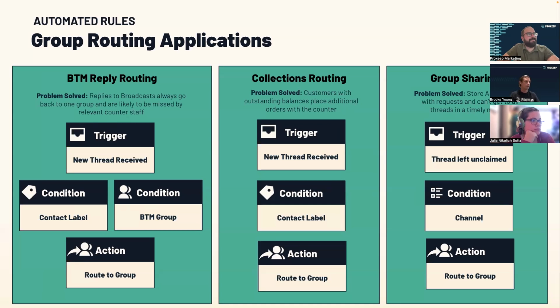The first one is the BTM reply routing. So the problem that this one really solves is, for instance, you're going to send a broadcast text message out, and then all of a sudden you get a response to that message, which is the beauty of the broadcast text message feature, is that two-way communication. You get that thread, and now using the conditions both on the contact label as well as the BTM group, you can have that automatically route directly to a group or a specific location that can get back to that message as soon as possible.